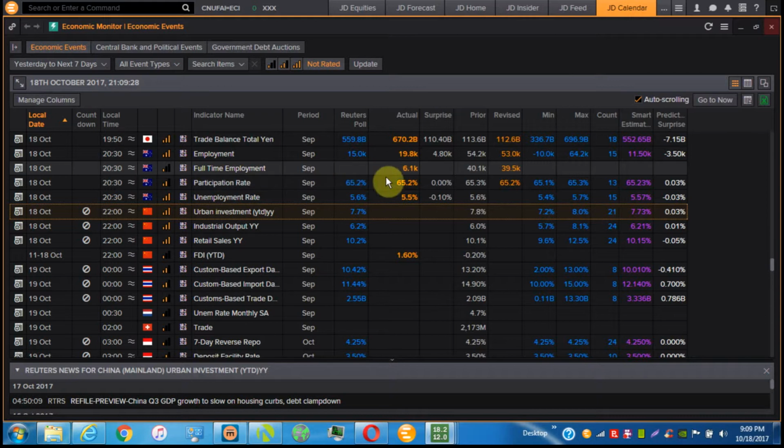Full-time employment was certainly lower than last month, but it was positive. The prior was revised down slightly. Participation rate was basically unchanged, down 0.1, and that fell right in the middle of the range, so that really wasn't an issue.